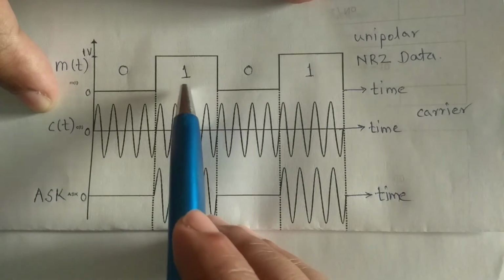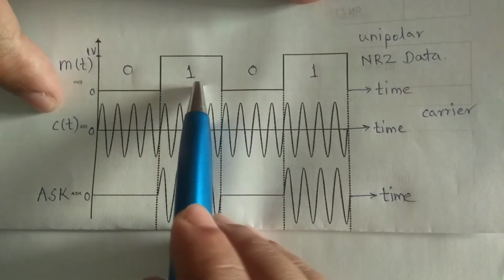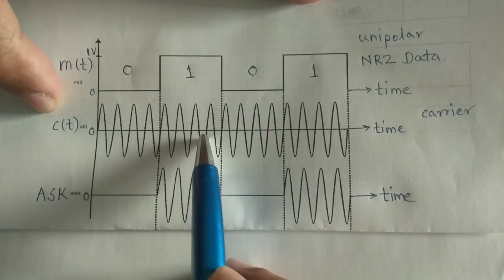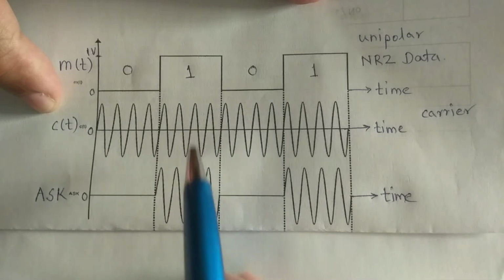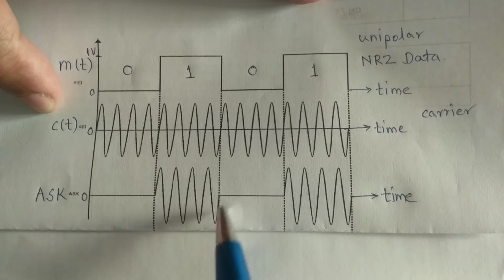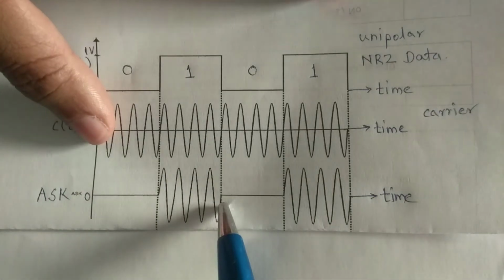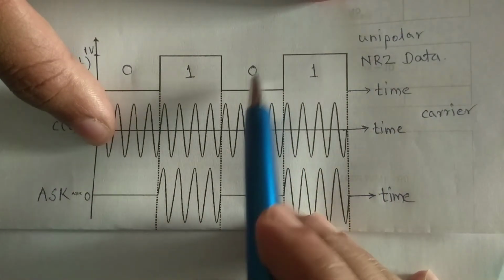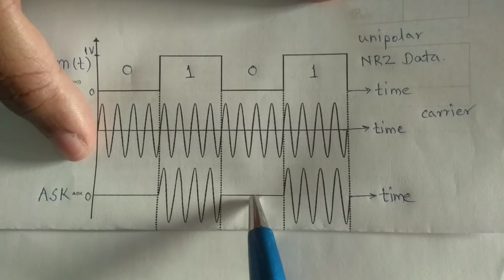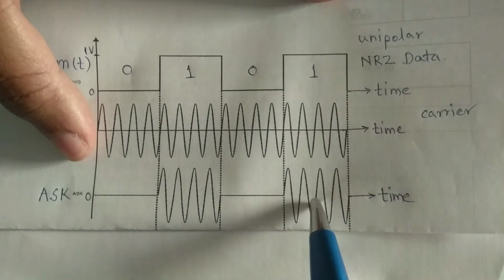When the next bit is 1, this bit 1 has an amplitude of 1 volt. So 1 volt into carrier, the multiplication is the carrier. So at the output we will be getting the carrier as it is, without change in phase or frequency. Again the next bit is 0. For bit 0 the amplitude is 0, so 0 into carrier, the output will be 0. Next bit is 1, so 1 into carrier, the output will be the carrier as it is.